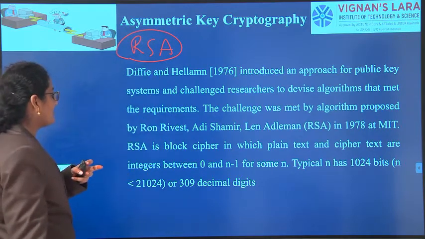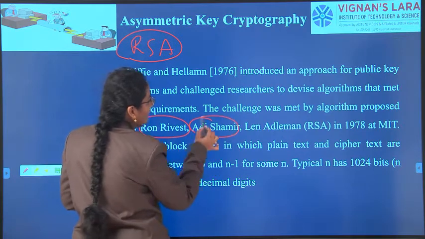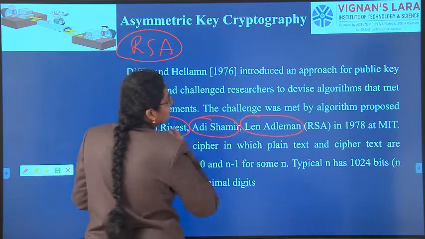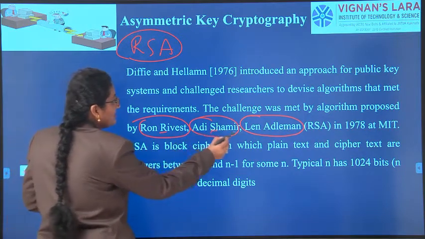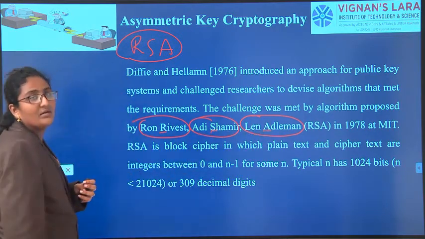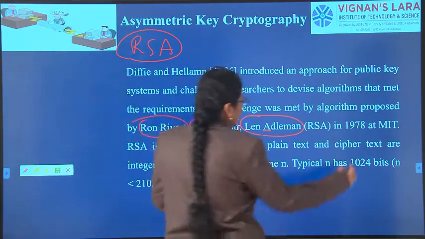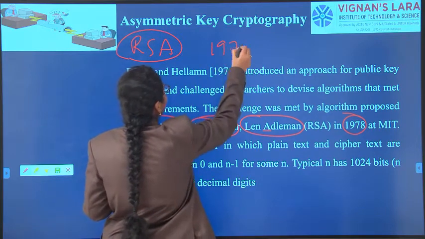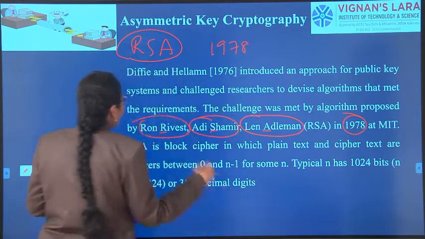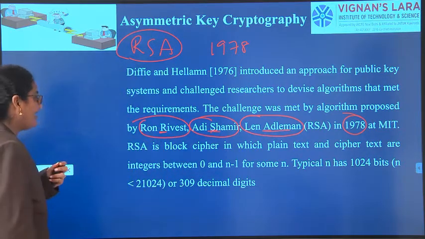RSA stands for three persons: Ron Rivest, Adi Shamir, Len Adleman. These three are the scientists who invented the RSA algorithm in 1978.